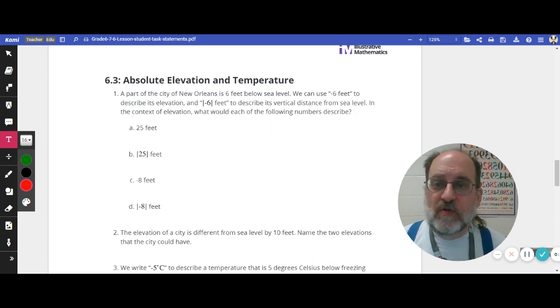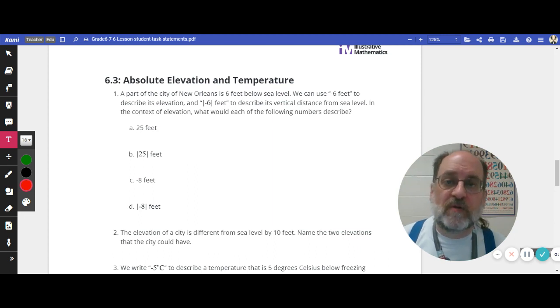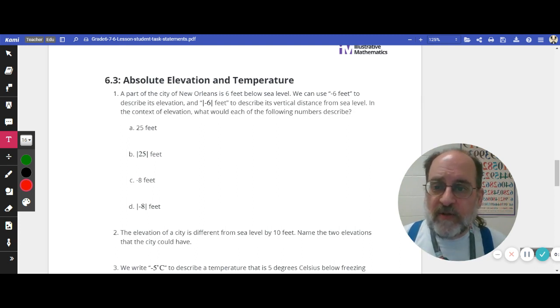A part of the city of New Orleans is 6 feet below sea level, so we would use negative 6 feet to describe its elevation. But the absolute value of negative 6 feet describes its vertical distance from sea level. Absolute value tells us our distance from zero. Zero for elevation is sea level. So let's describe what all these numbers mean in terms of elevation.